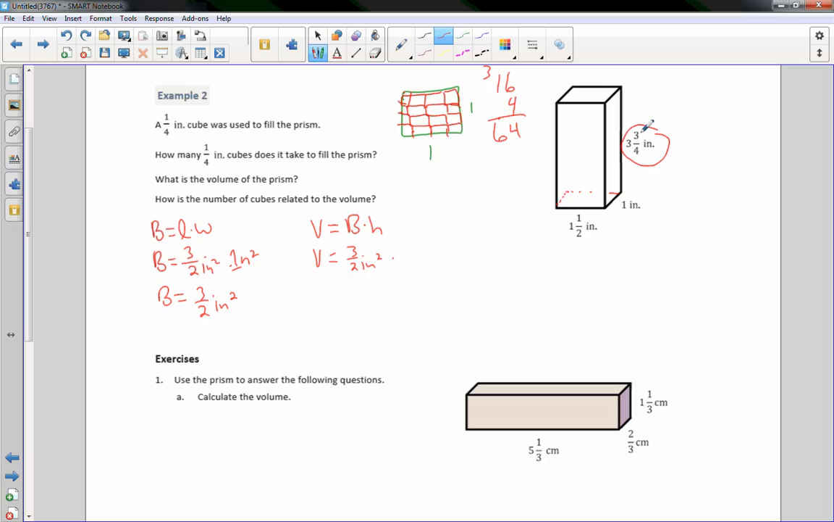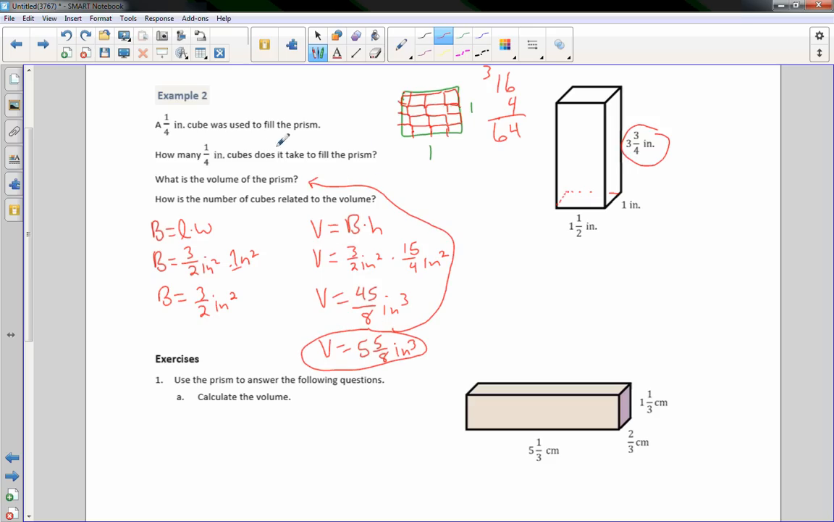4 times 3 is 12, plus 3 is 15/4 inches squared. Now multiplied, 3 times 15 is 45, 2 times 4 is 8 inches cubed. 8 goes into 45, 5 times 8 is 40 with a remainder of 5, so it's 5 5/8 inches cubed is my volume. So there are 5 5/8 cubes that are 1 inch by 1 inch. So that is the volume of the prism. So the volume is right here.